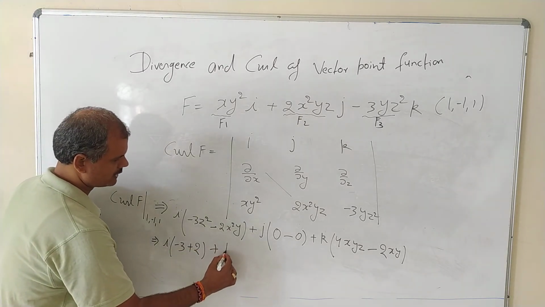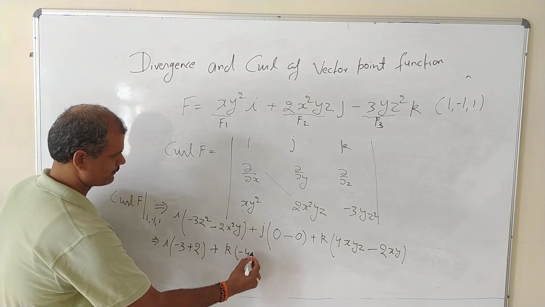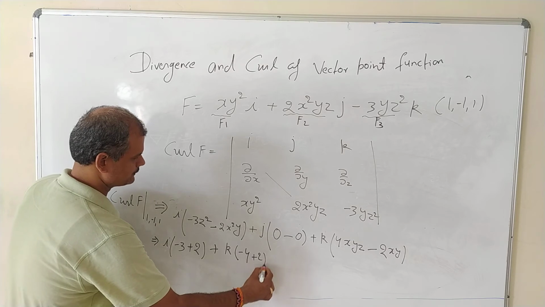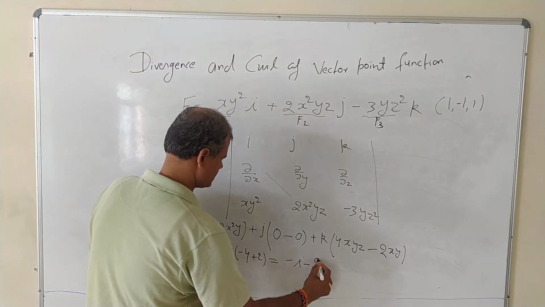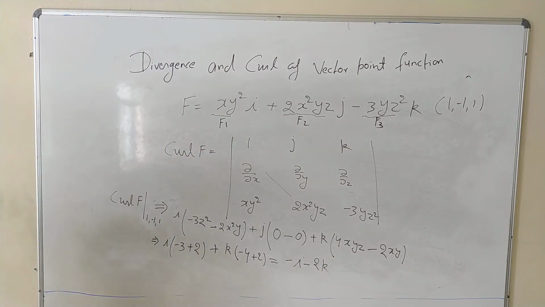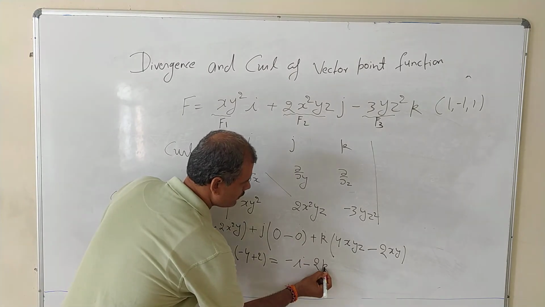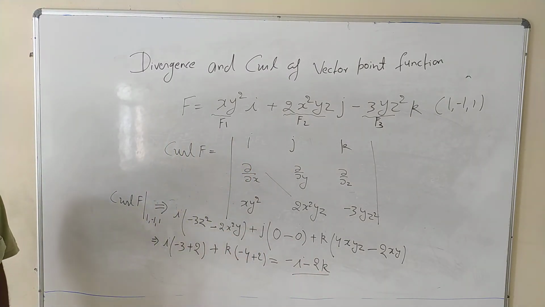J is already 0, k into 4xyz. So we get minus 4 and plus 2. So the answer will be minus I minus 2k. So this is the curl of f at the point 1 comma minus 1 comma 1.